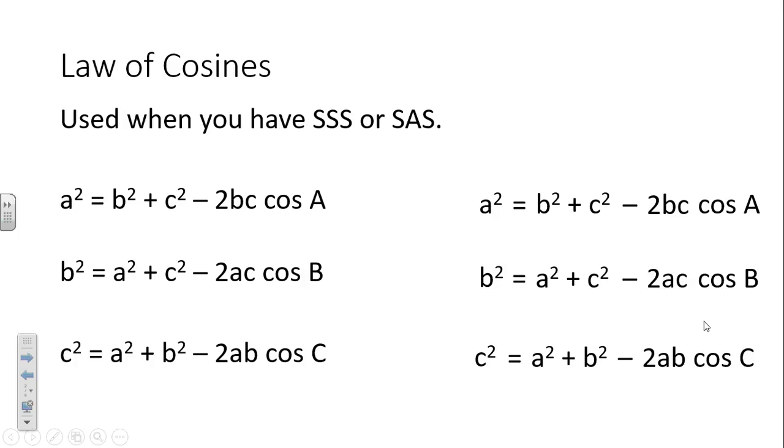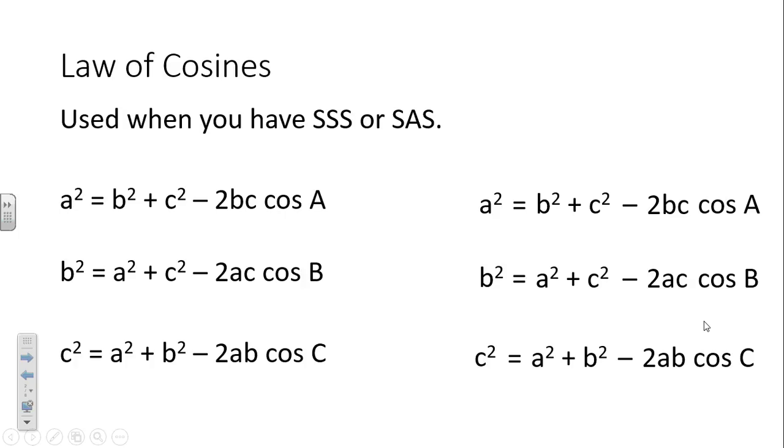You can just write it once and then just substitute in different variables. B squared, notice the cosine of B is on the far side away from it. B squared is a squared plus c squared minus 2 times a times c times the cosine of B. And finally, c squared is a squared plus b squared minus 2ab times the cosine of C.